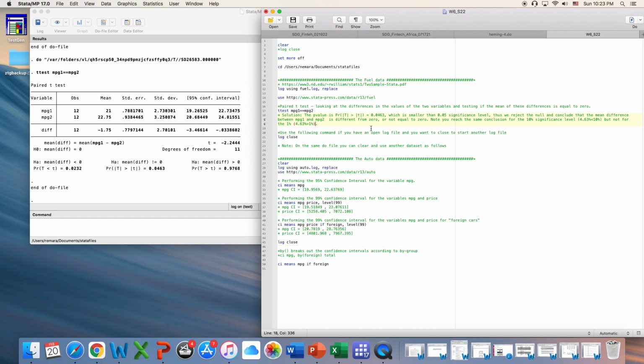So under the 1%, you fail to reject because there is a high probability, higher than what? Higher than 1. There's a high probability that the null is true. But if I'm comparing it with the 10%, I'm going to say no, there is small probability, and I'm going to reject the null. Okay, so you're rejecting the null under the 5%, under the 10%, but not under the 1%. Again, as you can see, you have different conclusions based on different significance levels.